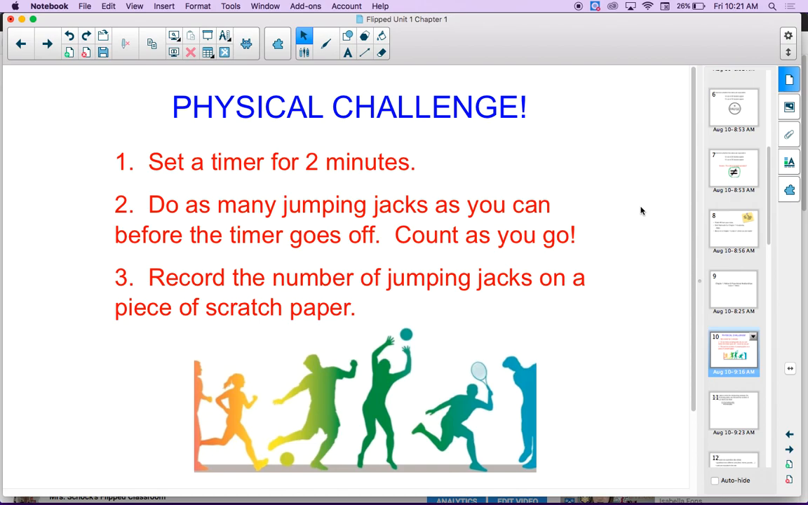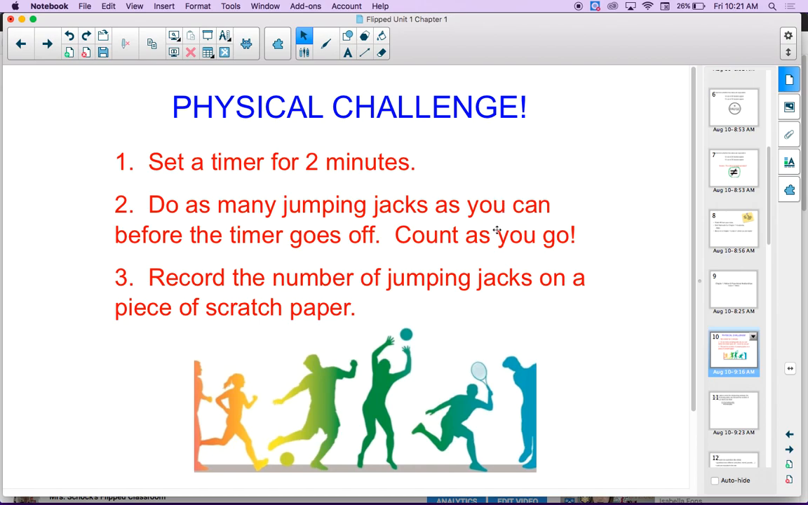We are going to begin with a physical challenge. So here are the things that you're going to have to do. Set a timer for 2 minutes. Whatever electronic device you're using right now probably has a timer feature on it, okay? So if it's an iPad or a cell phone, use that timer.